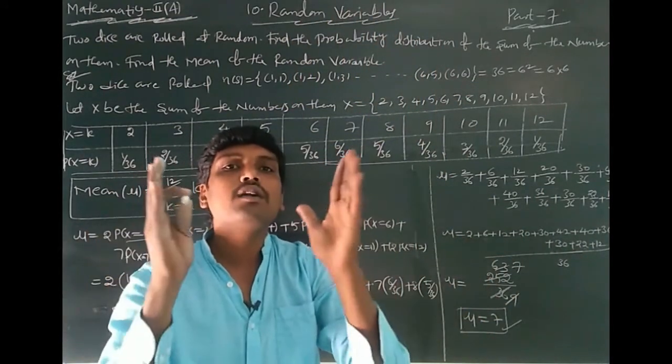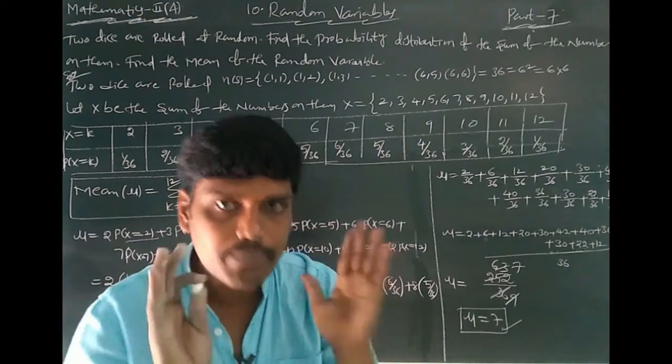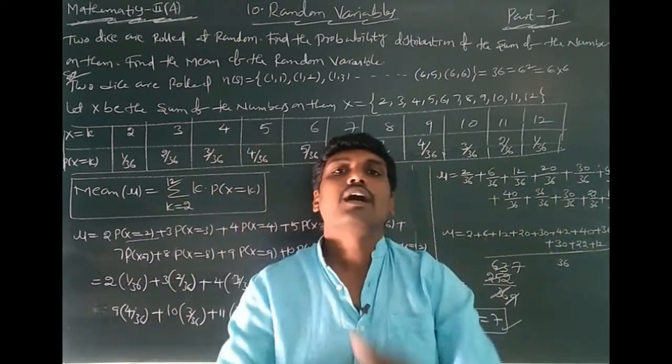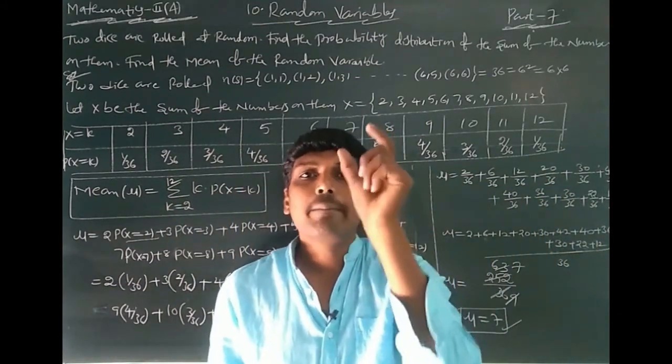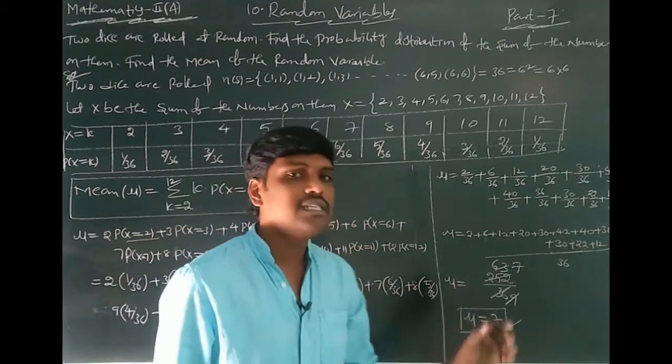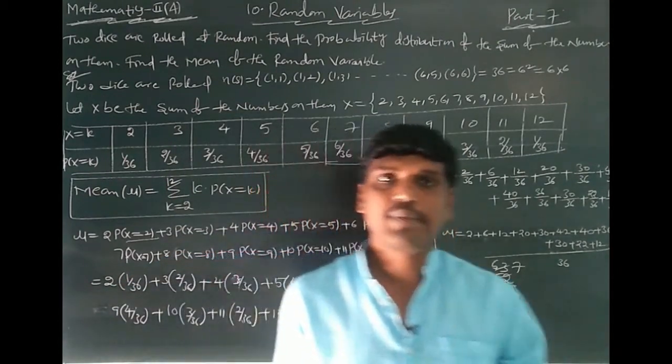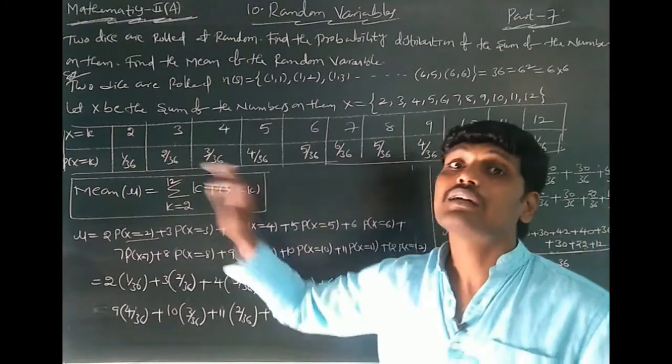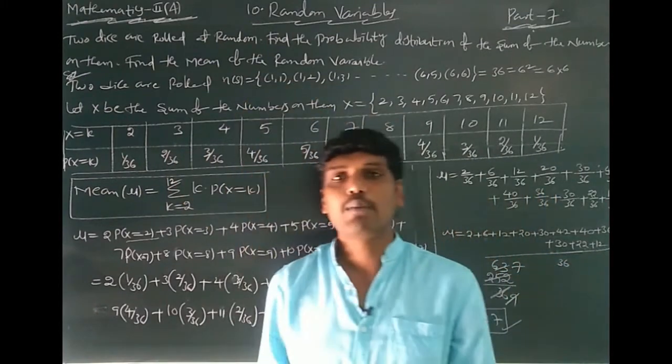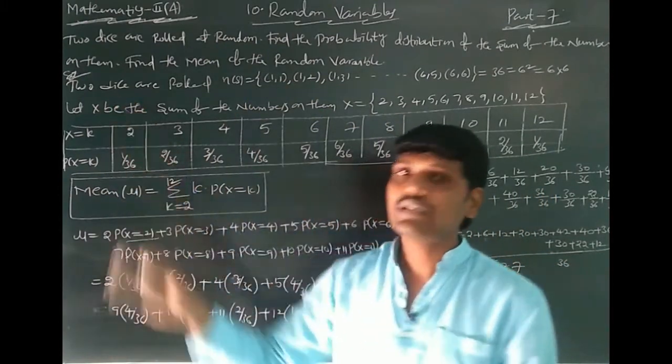Here the probability distribution is the sum of the two numbers on them. For the sum of the two numbers on them, the mean is 7. This is a very important expected problem. This table is not given. You can find this probability distribution table by using this.